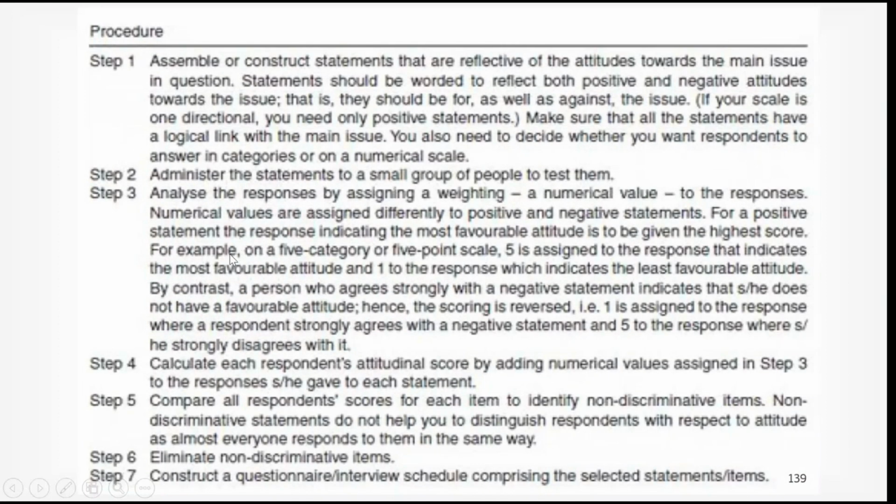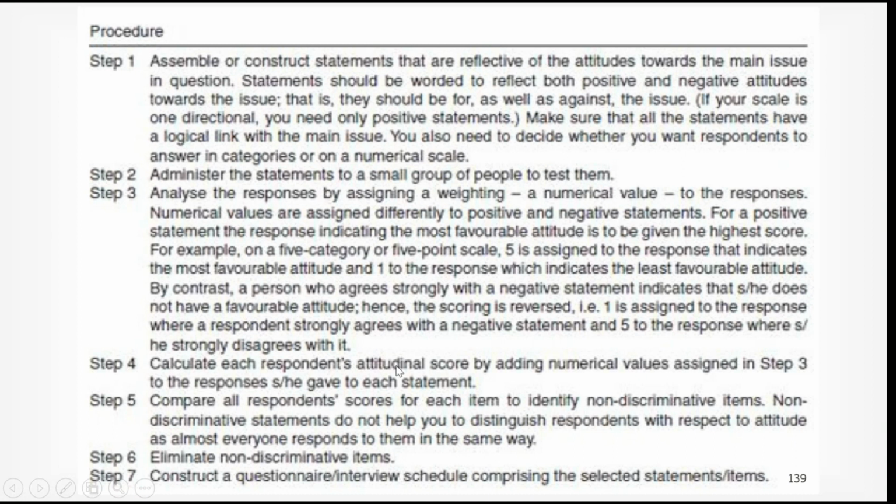So in step number 3, you will give the marks based on positive attitude and negative attitude, and based on positive statement and negative statement. So positive statement, most positive attitude, highest mark. Negative statement, most negative attitude, highest mark. Okay, on that numerical point scale.